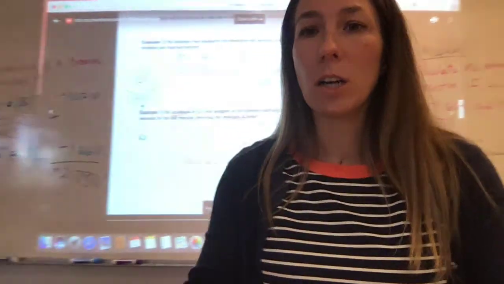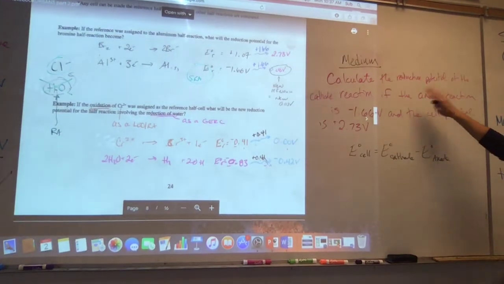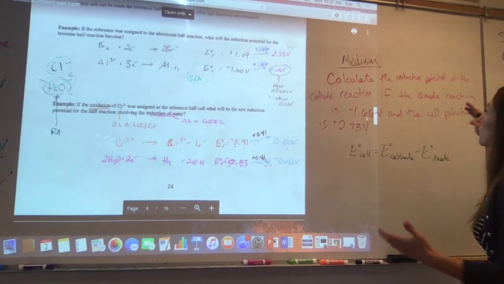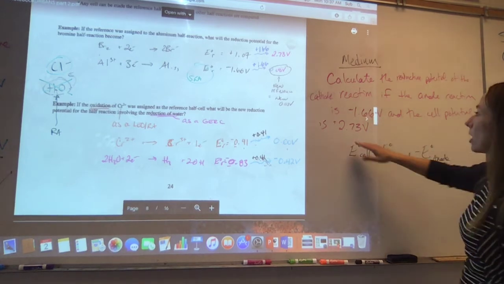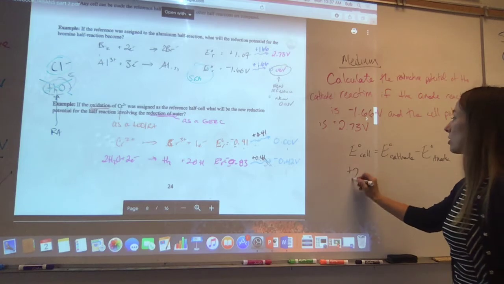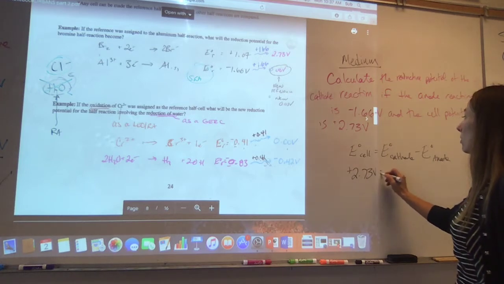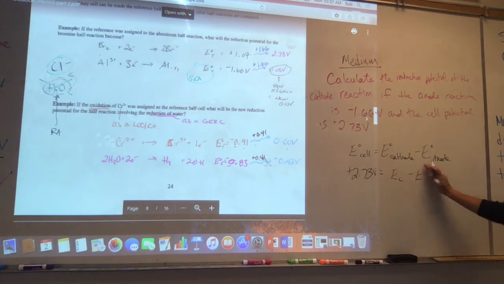Medium question would be calculate the reduction potential for the cathode reaction if the anode reaction is this and the cell potential is this. So in this case, I have the cell potential, it's 2.73 volts. I want to find the cathode reaction. The anode reaction is negative 1.66, and I'm going to use this formula.